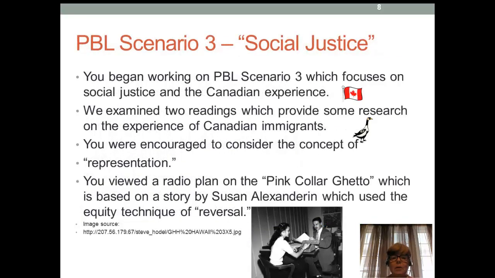You began working on PBL Scenario 3, which focuses on social justice and the Canadian experience. We examined 2 readings, which provide some research on the experience of Canadian immigrants. You were encouraged to consider the concept of representation. You viewed a radio play on the Pink Collar Ghetto, which is based on a story by Susan Alexandrin, which uses the equity technique of reversal.